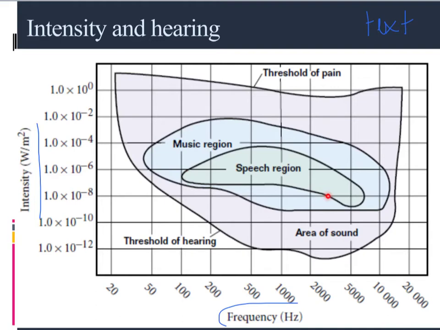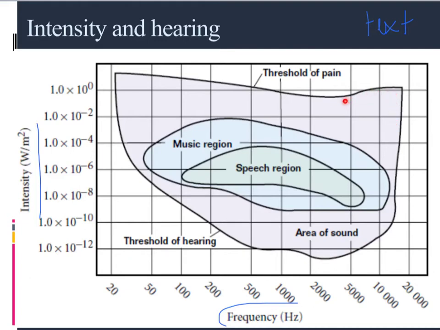We talk between roughly 100 and maybe 7,000 hertz. And then our intensity is only between maybe 10 to the negative 9th here in the middle and almost 1.1 times 10 to the negative 4th. So when you're listening to me, my voice is somewhere in here. Music takes this expanded region. And then this whole line around the outside is called the threshold of hearing.